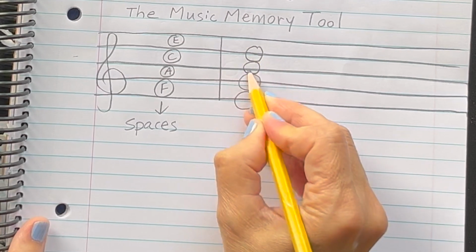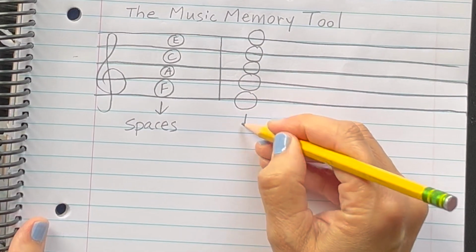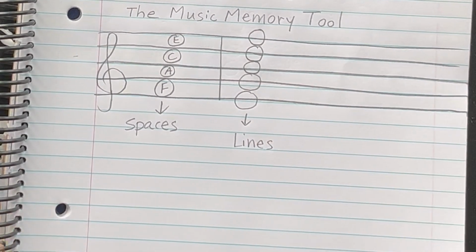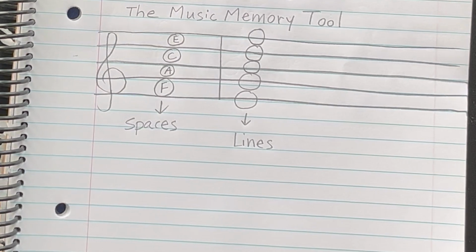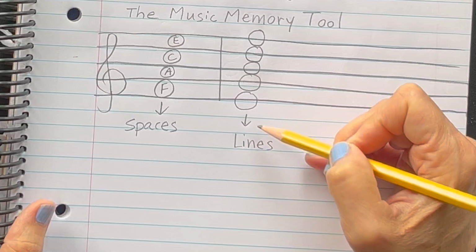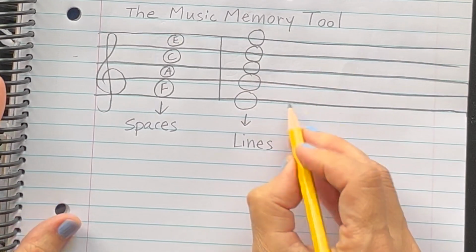And now I'm going to draw a bar line and I'm going to stack the lines like this, making sure the line goes through the note. These notes are on the lines. So I'm going to say lines. You can pause this video at any time if I'm going a little too fast. Now I'm going to write the sentence that is a memory tool to help us remember the names of these notes.